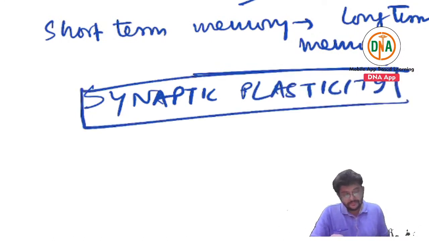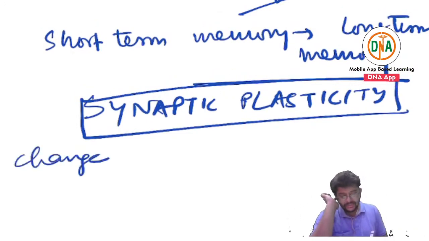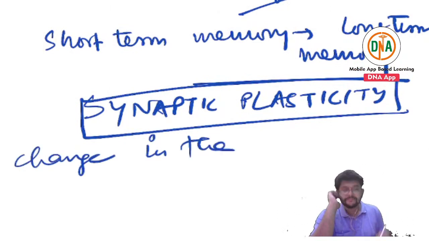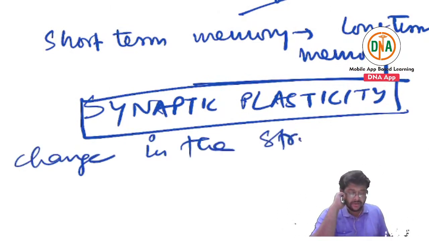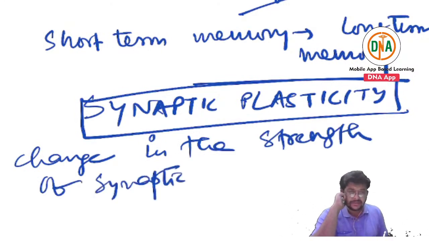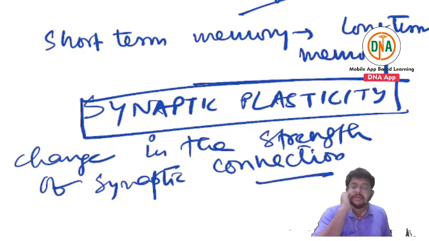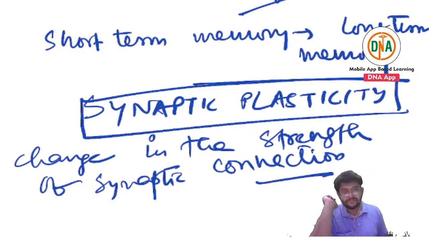Remember this term, synaptic plasticity. This is very important. What is this? This is change in the strength of synaptic connection. Change in the strength of synaptic connection. This is known as synaptic plasticity.